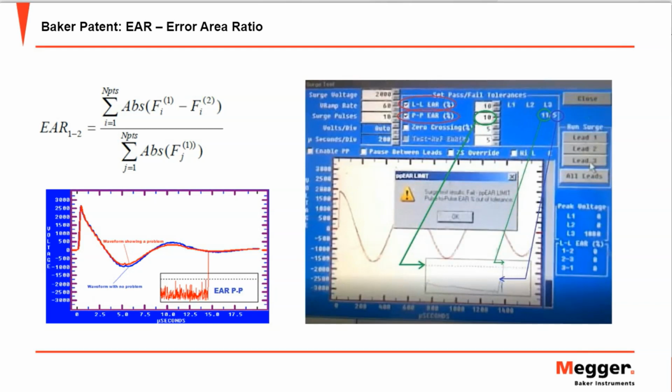So now, in order to have the line-to-line error, we are going to compare the final waveforms: 1 against 2, 2 against 3, and 3 against 1. EAR was used for the line-to-line error and the pulse-to-pulse error.